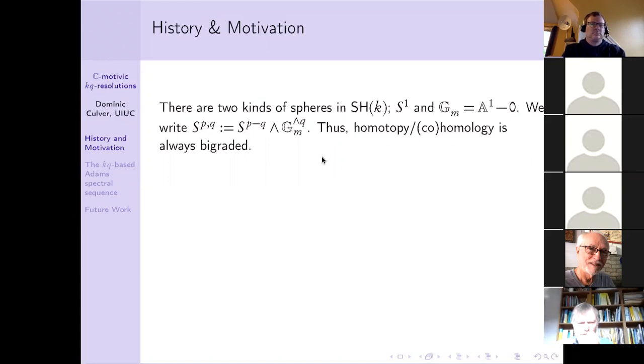But you have these two different kinds of spheres, and so that means your spheres are going to be bigraded. And so I'm going to use this notation S^{P,Q} to denote the P minus Q sphere smashed with Q copies of the multiplicative group. Okay, so here P is like the topological degree and Q is the motivic weight. But anyway, the point of all of this is that you have bigraded spheres, so that means that your functors like homotopy groups or cohomology are all naturally bigraded objects. So everything in the motivic setting is basically bigraded.